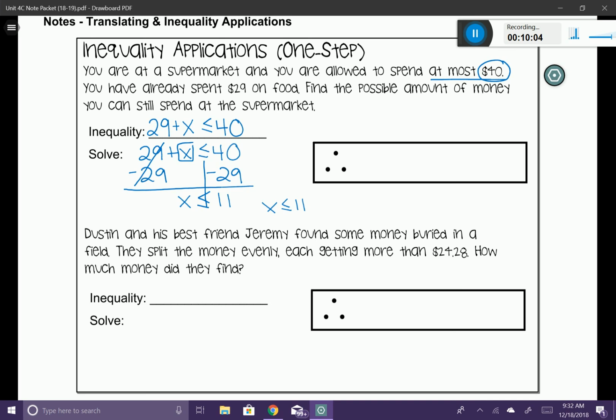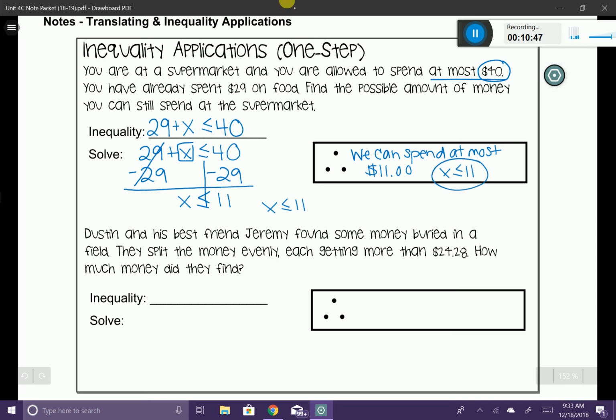So we can spend $1, $2, $3. We can spend $10. We can even spend $11 if we want. But we can't go over $11 because that would take us over our budget of $40. So in our little therefore statement off to the right, let's write our inequality as a statement. Let's say we can spend at most $11. And I'm going to put my inequality in there. x is less than or equal to 11.